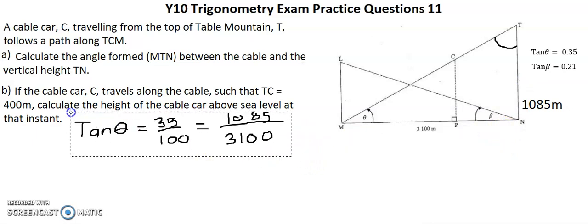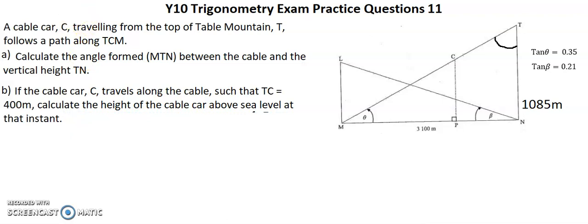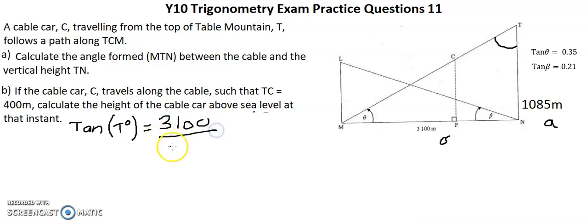Now the second step. The second step is we have got two sides and we are trying to find the angle. So again, this time, if this is my angle T, this is opposite and this side here is adjacent. So I have tan T degrees equals my opposite, 3,100 over 1,085.